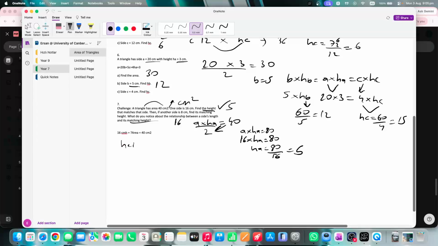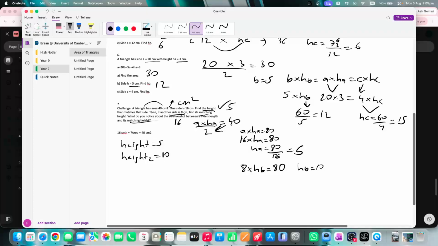So height is 5. The first question is done. Then if another side is 8, okay, 8 is my B. B times HB is the same as 80. So HB is 10 then. Find its matching height. Yeah, okay. Height B is 10.